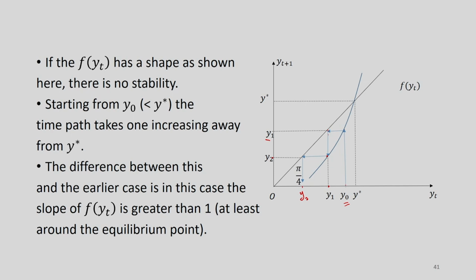The difference between this and the earlier case is, in this case, the shape of f of yt is such that the slope of f of yt is greater than 1, at least around the equilibrium point. That you can see here, this line f of yt is a steep line. In particular, it is intersecting the 45-degree line from below, which means that it has a slope which is greater than 1, which is the slope of the 45-degree line. And in this case, we are getting the case of dynamic instability.